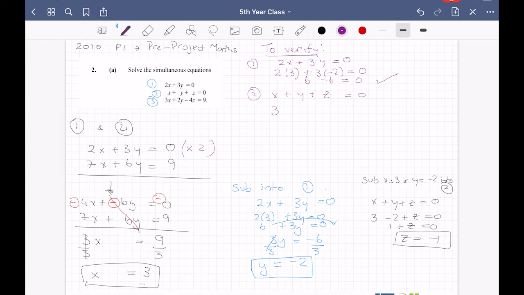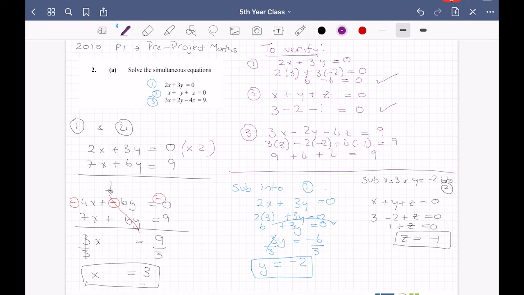So my x is 3, my y is minus 2, my z is minus 1, so 3 take away 2 take away 1 is indeed equal to 0. That's looking good, it worked for 2 of them. Now let's check it in the bottom one and see is that equal to 9. So I have 3 times 3 minus 2 times minus 2 minus 4 times minus 1, is that equal to 9? So 3 3s are 9 plus 4 plus 4 is not equal to 9.